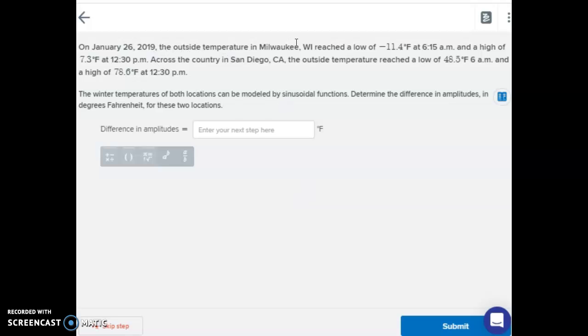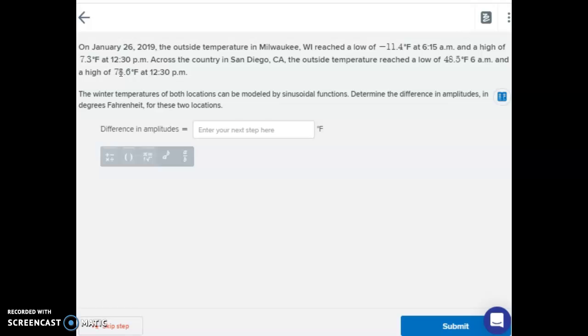The outside temperature in Milwaukee reached a low of minus 11.4 degrees and a high of 7.3 degrees. Across the country in San Diego, the outside temperature reached a low of 48.5 and a high of 78.6. The winter temperatures of both locations can be modeled by sinusoidal functions. Determine the difference in amplitudes in degrees Fahrenheit for these two locations.